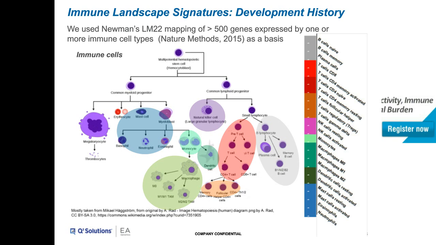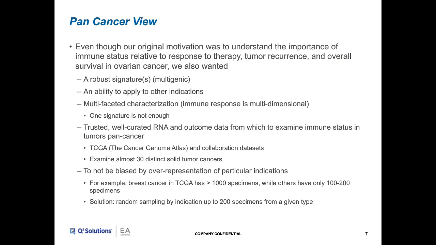However, even though we started out with ovarian cancer, we also wanted to take a pan-cancer view. And so related to that, the other things that we emphasized in our history was creating a robust signature that often implied being multigenic in nature and sometimes having more than one signature, as you'll see. And also, if you do it pan-cancer, potentially it has the ability to apply to other indications.